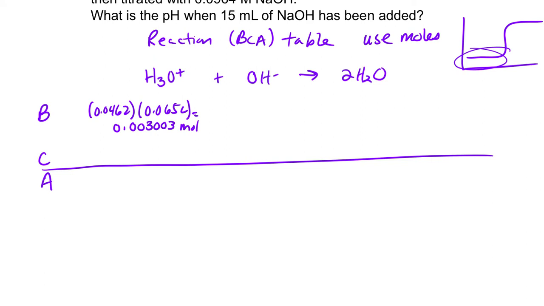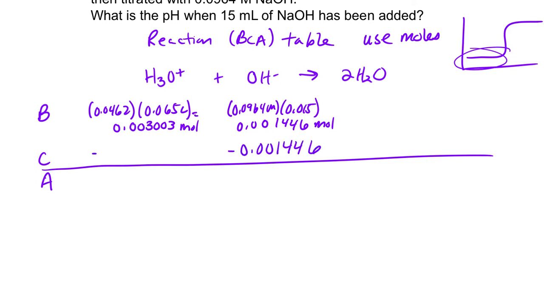When we add 15 milliliters of 0.0964 molar sodium hydroxide, multiply the volume by the concentration, and we end up with 0.001446 moles of hydroxide. If you're doing your calculation and you end up with more moles of hydroxide at this point, you know you've made a math error somewhere, because we are before the equivalence point. So hydroxide is our limiting reagent. We have fewer moles of hydroxide.